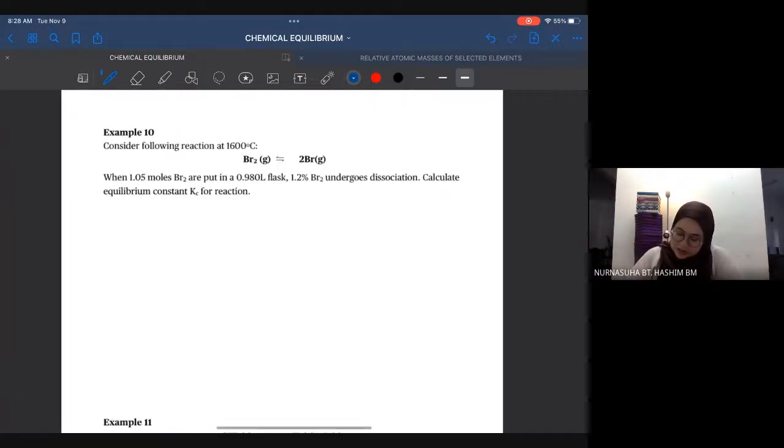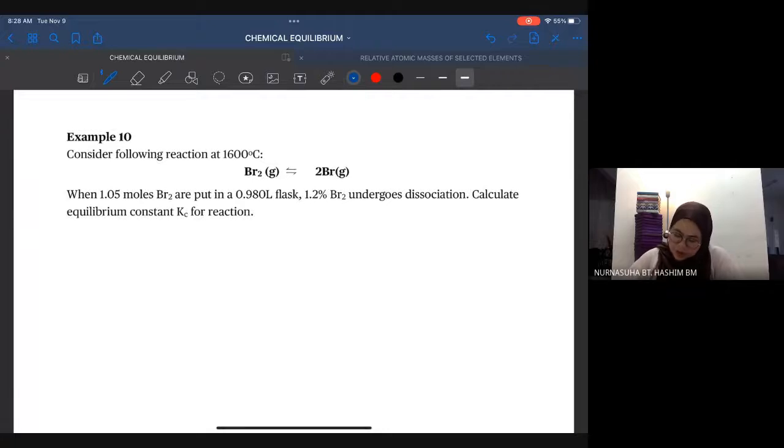Okay, let's do another example of alpha ni. Consider the following equilibrium constant. Okay, for this case, madam cadangkan you guys guna highlighter.